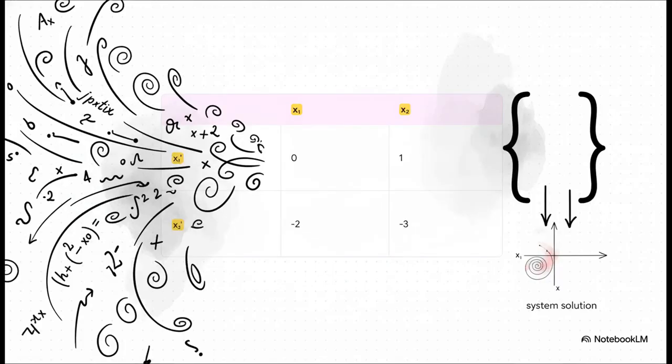Done. And here's the payoff, the final step, writing this system in matrix form. Let's look at that first row. It represents our first equation, x1 prime equals x2. So we've got a 0 in the x1 column and a 1 in the x2 column. Now the second row, that's our second equation, x2 prime equals negative 2x1 minus 3x2. So we put a minus 2 in the x1 column and a minus 3 in the x2 column. And just like that, we've turned our second-order equation into a tidy little matrix system.